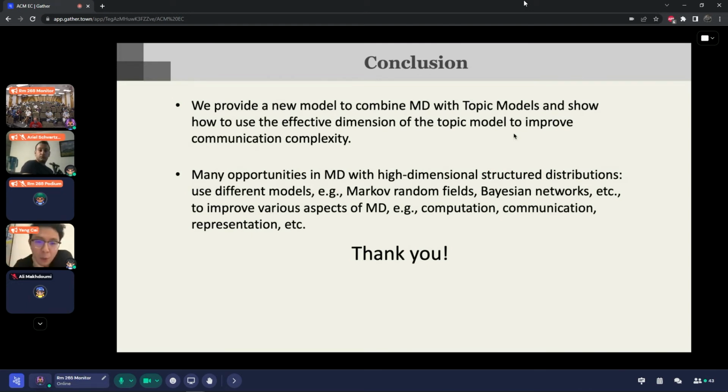So I think there are many opportunities here in mechanism design with high dimensional structured distributions. So we look at one particular structured distribution, the topic model, and we try to improve one particular aspect of mechanism design, that's communication. But there are many different structured distributions you can think of, like Markov random fields, Bayesian networks, and you can try to say the types are coming from these structured models and try to improve different aspects of mechanism design, for example, computation, representation, or maybe approximation ratios. Okay, and that's all. Let me stop here.